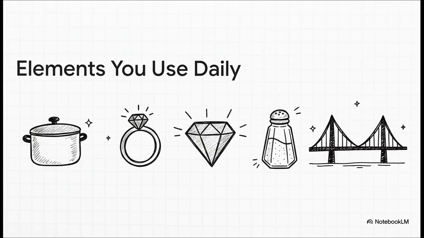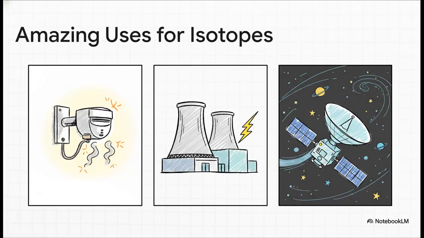The sodium that's part of the salt on your fries. The iron that makes the steel in bridges and buildings. It's all right there on the table. And what about those special isotopes we were talking about? Ugh, they have some unbelievably cool jobs. That americium-241 in your smoke detector, that's an isotope keeping you safe. The uranium-235 that fuels nuclear reactors to generate massive amounts of energy, also an isotope.